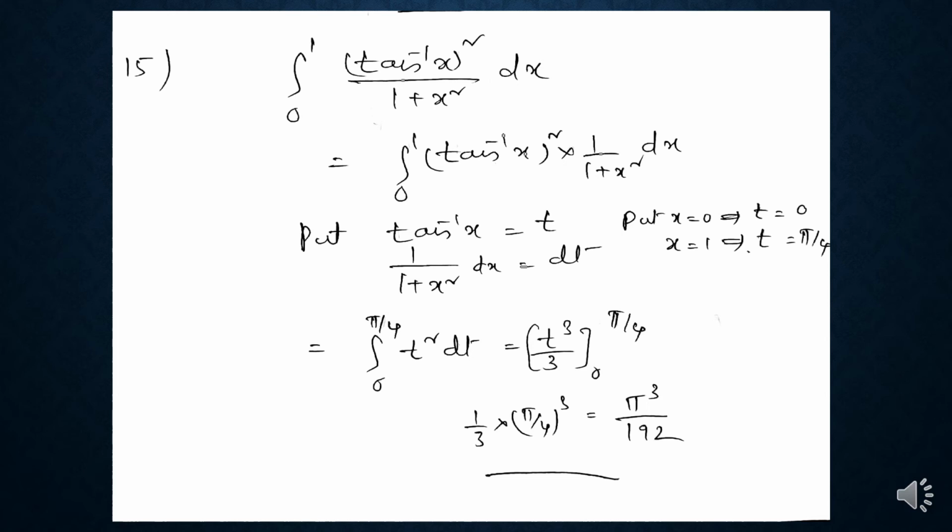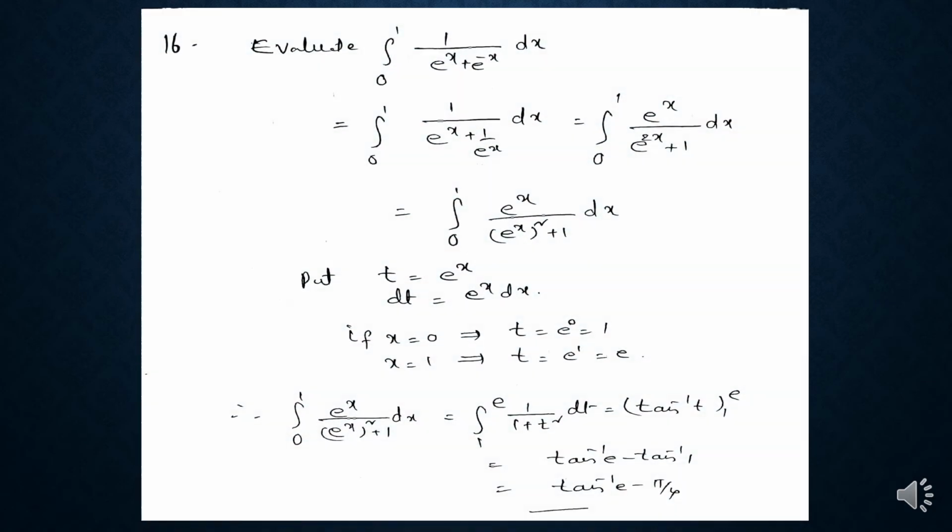Next problem. Evaluate integral 0 to 1, 1 by e power x plus e power minus x dx. To evaluate this integral, we can see e power minus x in the given integrand. We can write e power minus x as 1 by e power x. That is, integral 0 to 1 of 1 by (e power x plus 1 by e power x) dx.